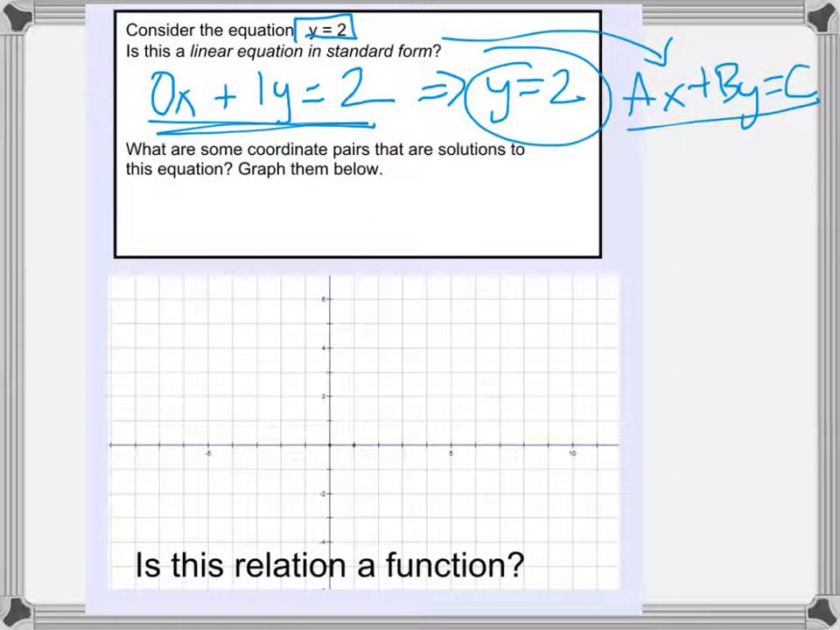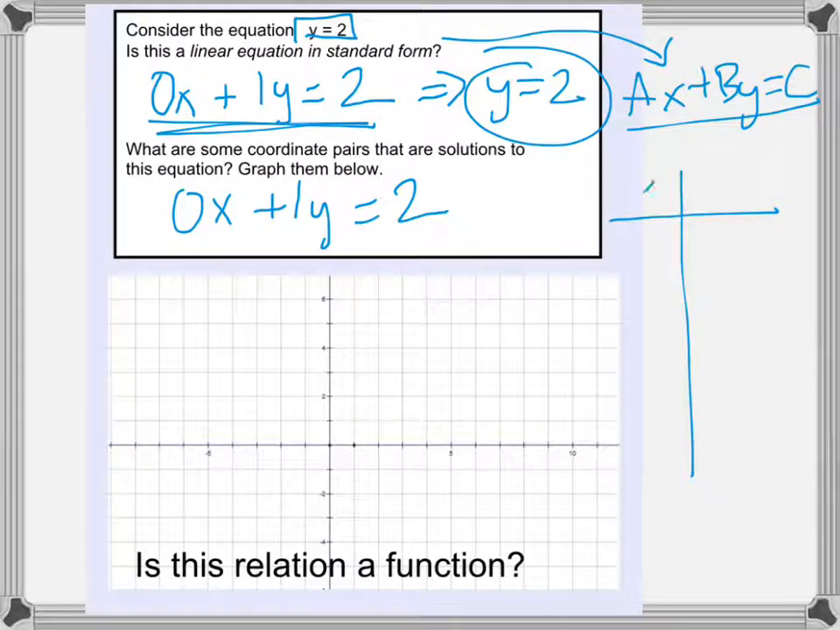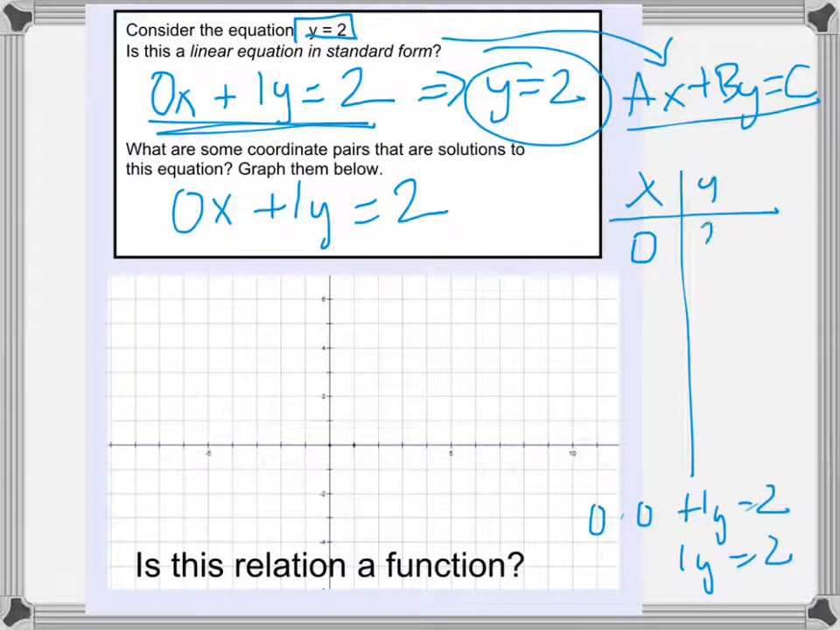If I look at this equation and try to figure out some solutions, let's think about some things we could put in for x. Let's make a quick table. Let's say x were 0. Then 0 times 0 plus 1 times y equals 2. We're left with 1 times y equals 2, so y would have to be 2. So that's an ordered pair: (0, 2).